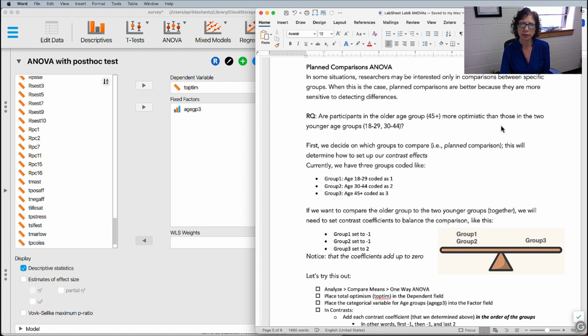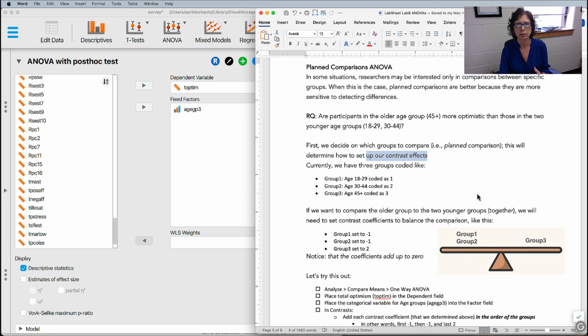But let's look at this research question that gets a little more specific at this planned comparison. Our participants in the older age group are more optimistic than those in the 2 younger age groups. So now I just have a two-way comparison between the older group and all the younger groups together. And that will guide how you work with contrast effects.